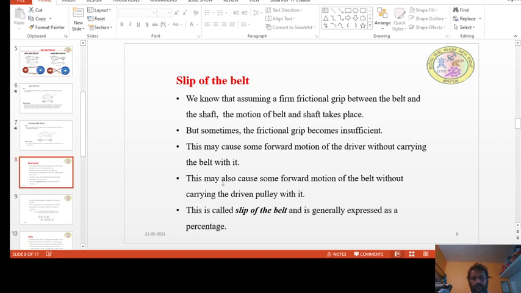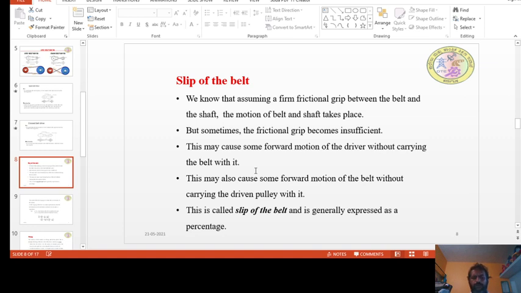This may also cause some forward motion of the belt without carrying the driven pulley with it. That means, because of some reasons, maybe because of the speed or because of the load, there is a possibility that the driver and the driven pulley, the driving or follower pulley, have got some slight independent motion, where the pulleys rotate without rotating the belts.